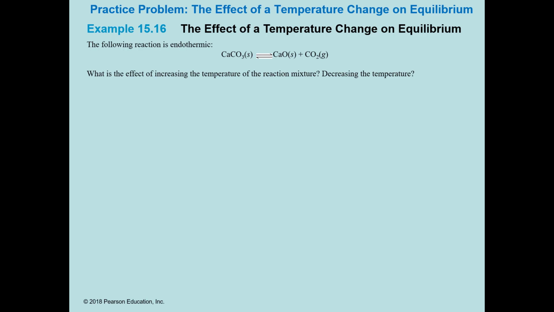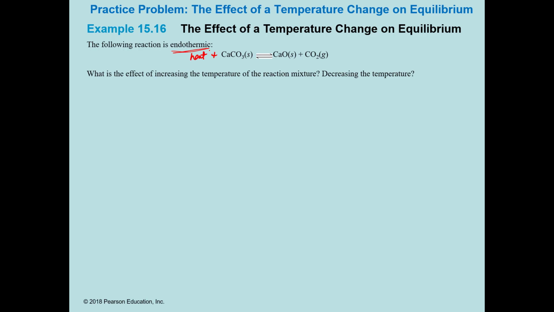All right, we've seen this one before. CaCO3 solid gives you CaO solid plus CO2 gas. What's the effect of increasing the temperature of the reaction mixture? Now, I need to know something. It's endothermic, which means heat is a reactant. So I'm going to write it in there so I remember: heat plus CaCO3 gives me those things.